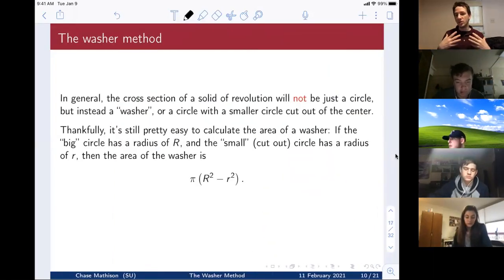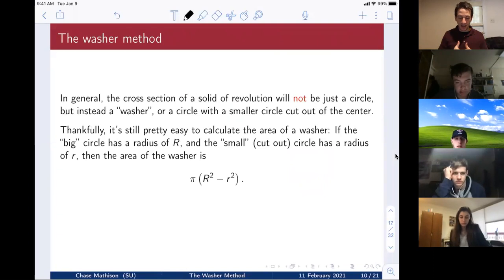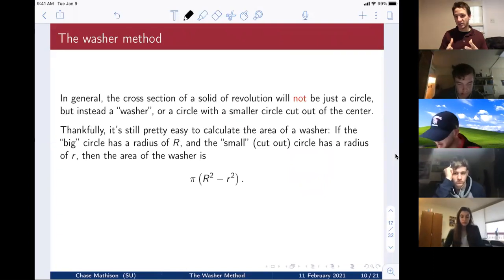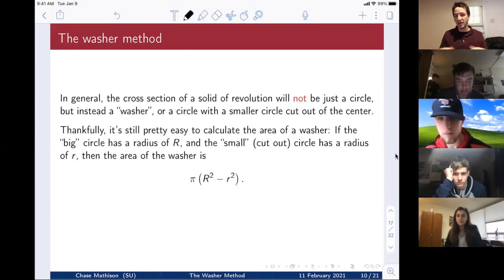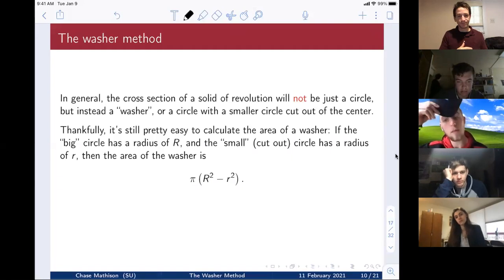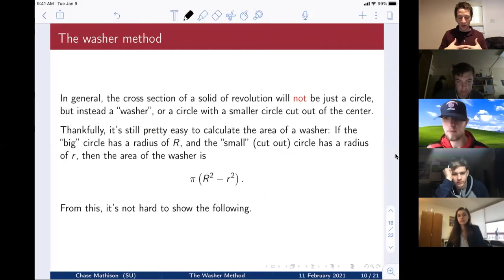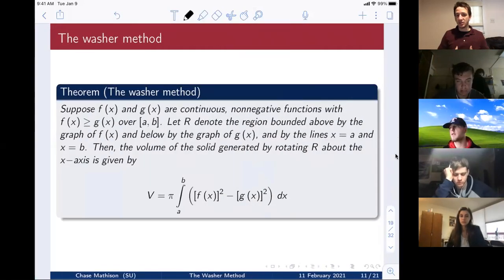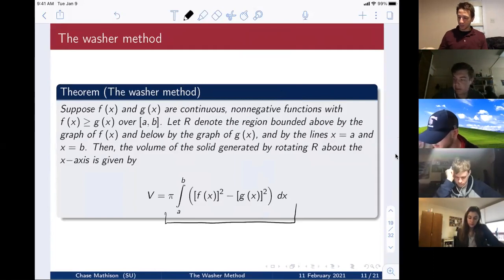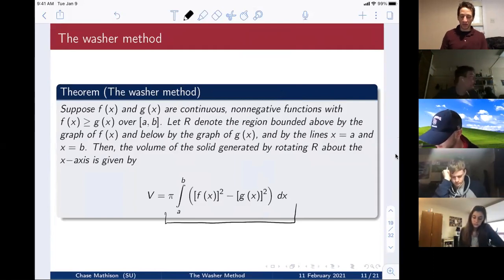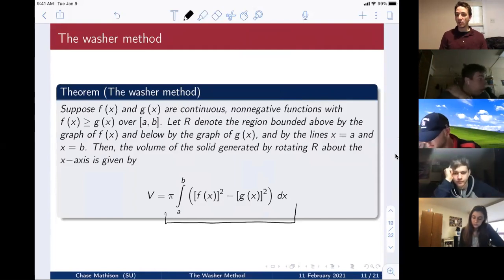So when you do this process, you're going to find that the area of that circle that I just drew, we just found that it's pi times the big radius squared minus the little radius squared, right? And so that naturally leads to the washer method. Notice this is exactly what we just did with specific functions, but the process works exactly the same way every time.